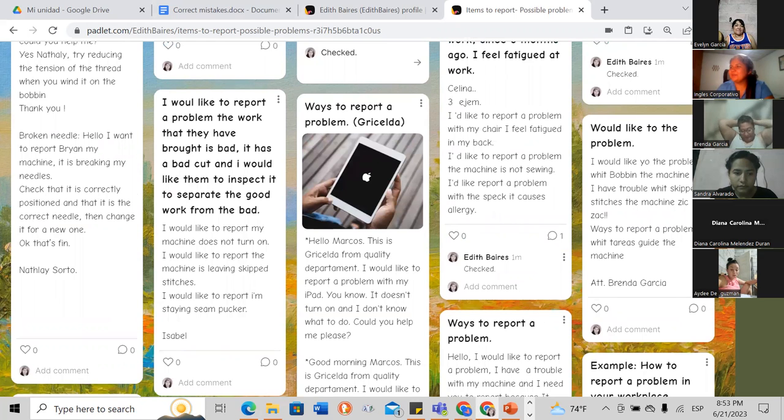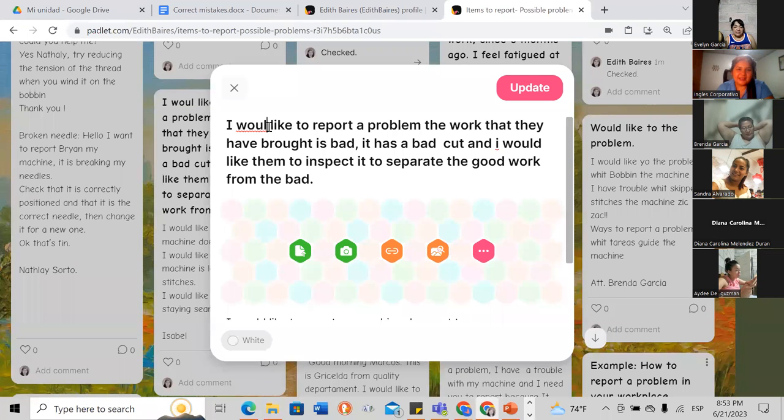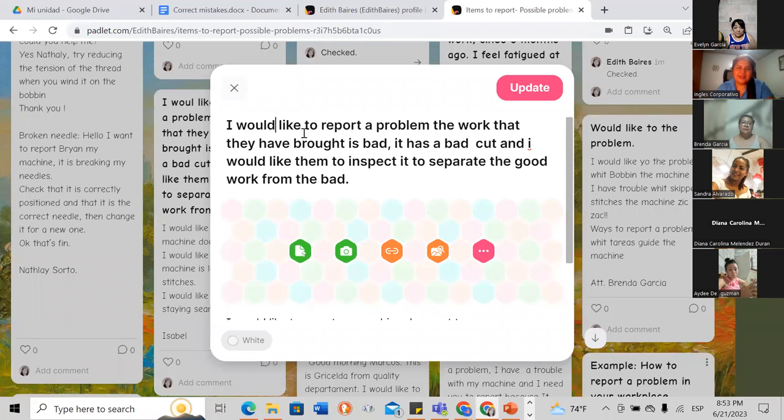Isabel. Sorry. Okay, sí. Let me check the one for you, okay? Aquí le faltó la D. I would like to report a problem. They have brought this bad. It has a bad cut and I would like them to inspect it to separate the good from the bad. Okay, el trabajo que ellos han traído es malo.